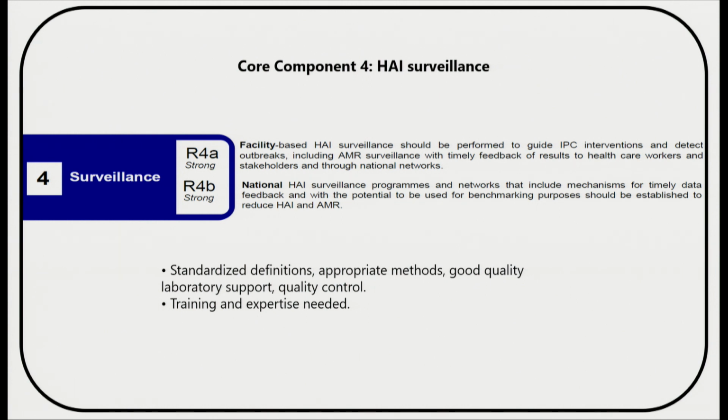Going into the core component 4, this is going to be about hospital acquired infections surveillance. Again, we are going to focus on the facility level. Our people should have standardized definitions, appropriate methods, good quality laboratory support, and quality control in order to have the surveillance in place and also surveillance as a successful core component. Of course, as we mentioned several times in the past, training and expertise is definitely needed in order to do the surveillance in a way that it is going to give us enough input to make our practices much better, much safer.